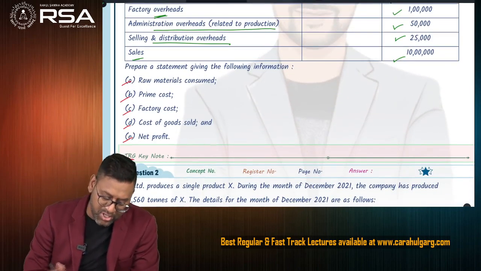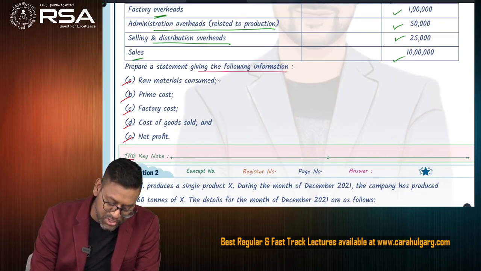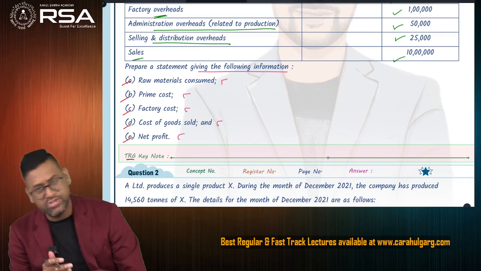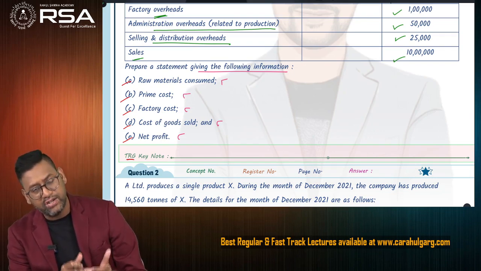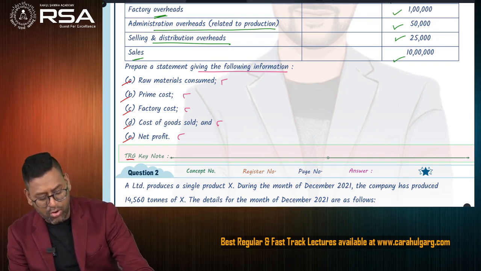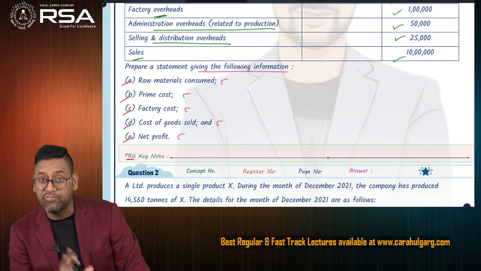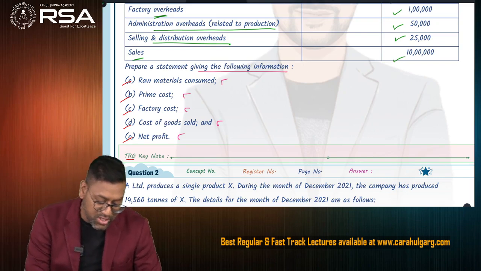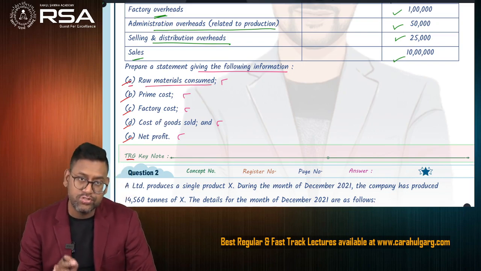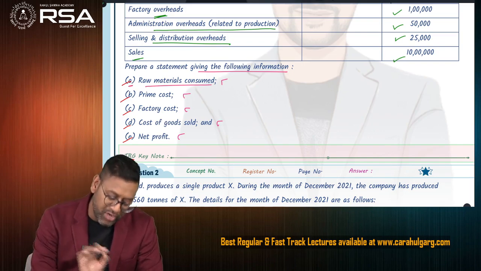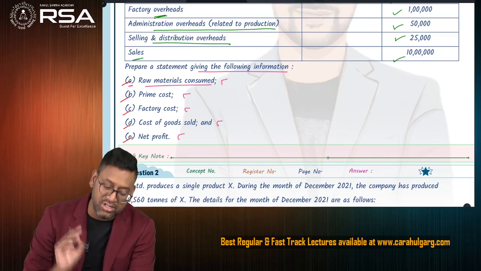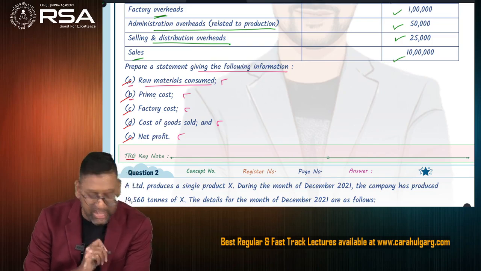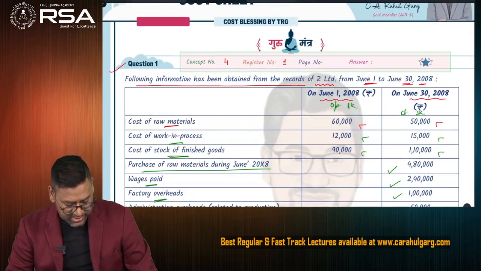So it says prepare a statement giving the following information: material consumed, prime cost, factory cost, COGS, and net profit. So obviously we have to prepare the cost sheet, and when we prepare the cost sheet, all these items shall be identified by default. But you have to be very careful, as the question has A point: material consumed. So the institute doesn't want to find out this item in the cost sheet. You will have to show A against the material consumed. You will have to show B against the prime cost. So we have to consider that thing as well.